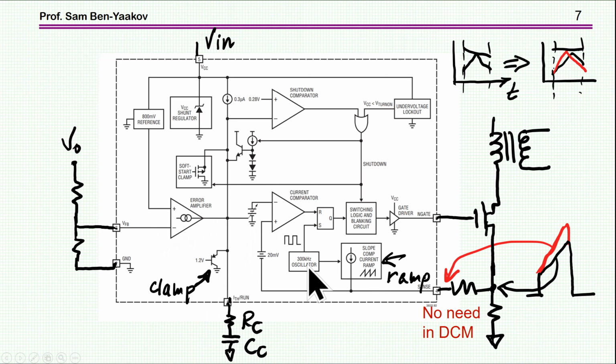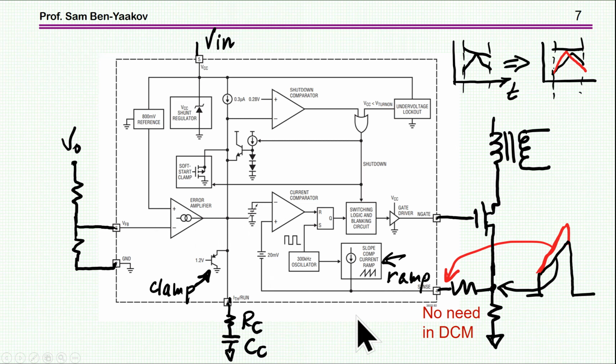The clock is here, 300 kilohertz, setting it. And again, this comparator will reset it when the output reaches the current of the inductor, in fact, which is sensed by this resistor.